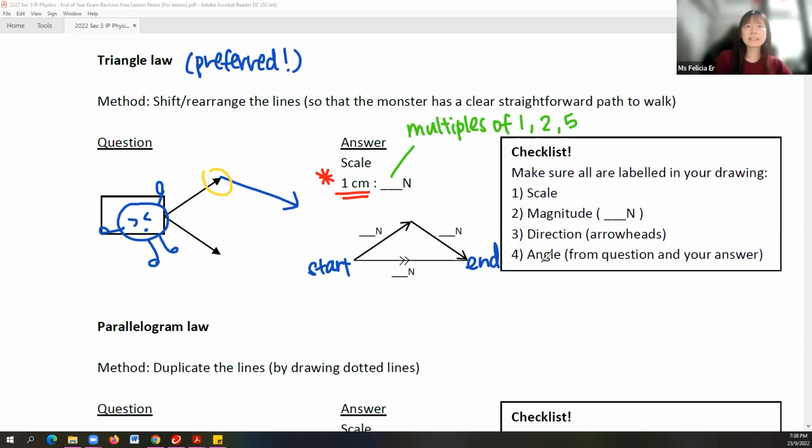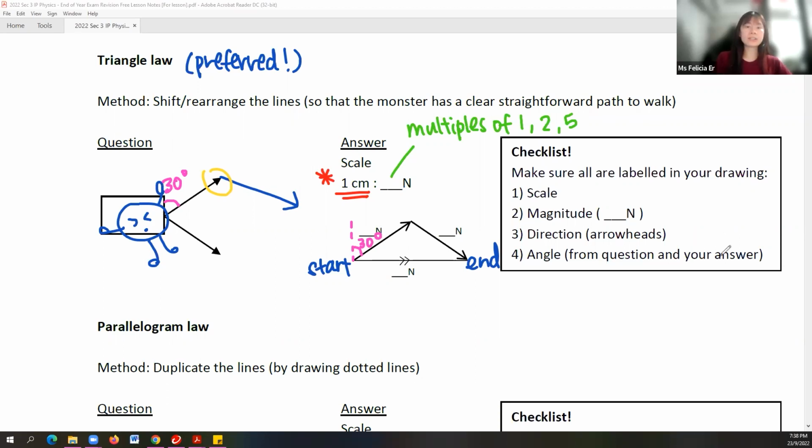Then lastly is the angles. So if the question says that this time I have this object here, and the angle is maybe 30 degree, then make sure that the angle from the question, which is 30 degree, is shown in this diagram. So I will need to indicate here, this part here is 30 degree. So make sure that the angle from the question and your answer are shown.